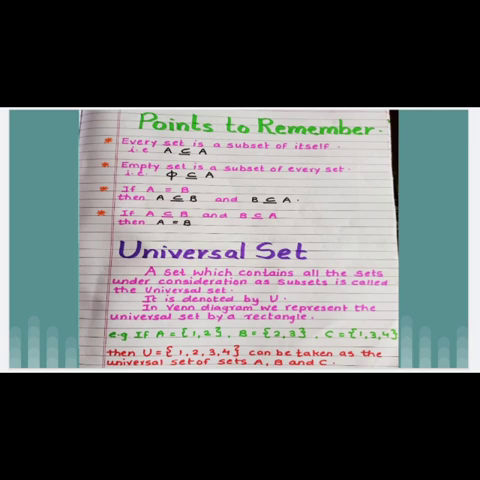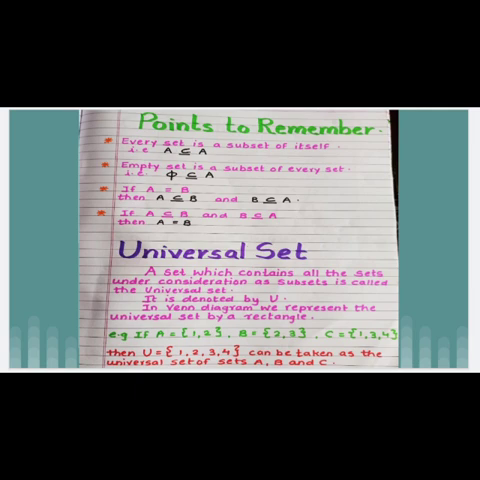Okay. Next topic, universal set. Universal set means bigger set. Suppose we have three sets, set U, set A and set B. That means for set A and B, set U is bigger. That is why it is a universal set. So let's see the definition.